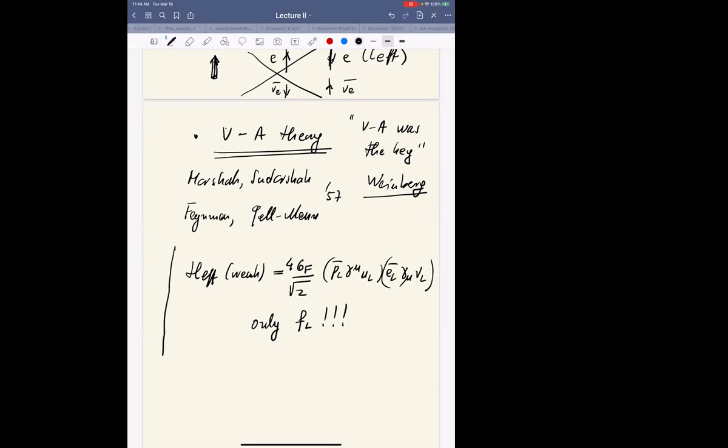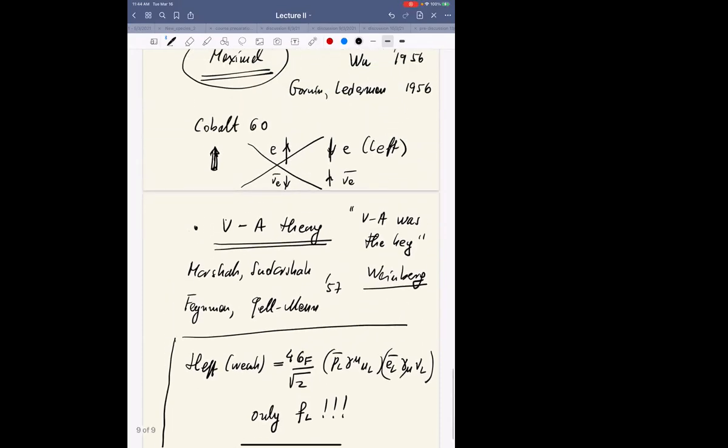Maximal violation of parity. In a parity-conserving world, you will have both left and right, as in QED. But here only left. This is a crucial step that you know and you've been told, but I will be emphasizing.